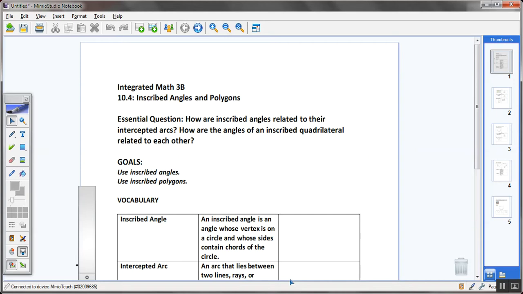So inscribed angles, we've got to talk about that, and intercepted arcs. How are the angles of inscribed quadrilaterals related to each other? We'll talk about that. So some pretty simple goals today, guys. We're going to look at using inscribed angles, and we're going to look at inscribed polygons.